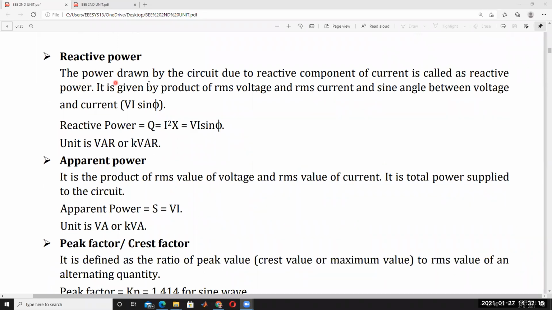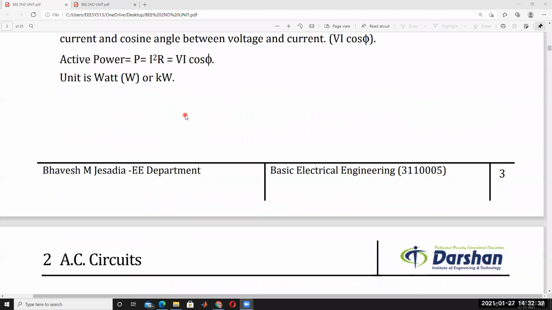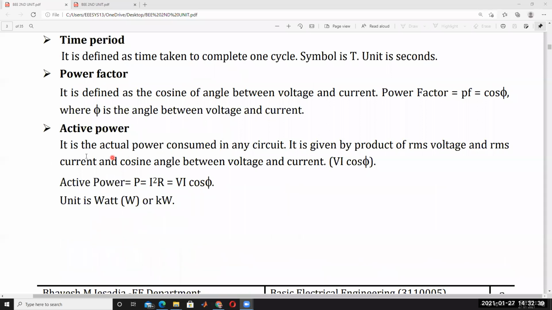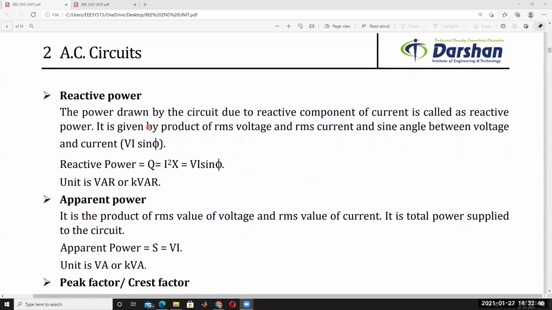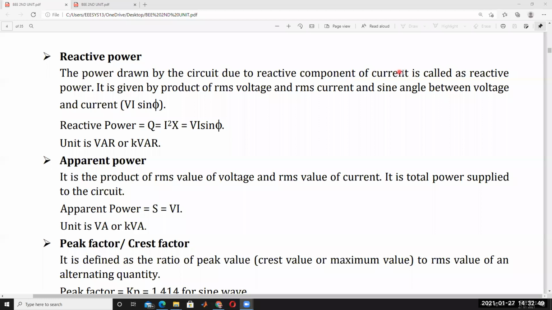Reactive power. The power drawn by the circuit due to the reactive component of current is called reactive power. Understood? Reactive power is nothing but the power drawn by the circuit due to the reactive component of current. In active power, it is the active component of current. It is the actual power consumed by the circuit, given by the product of RMS voltage and current.